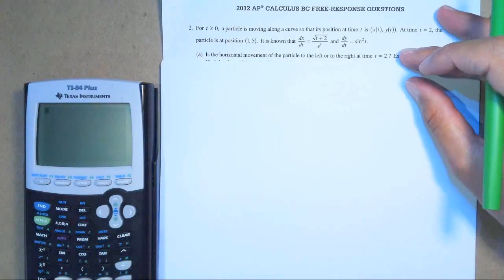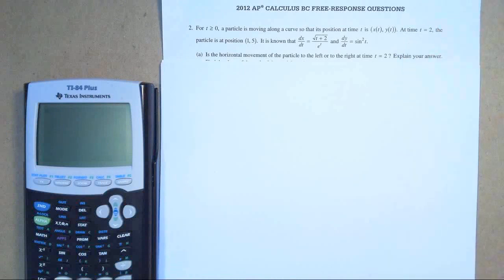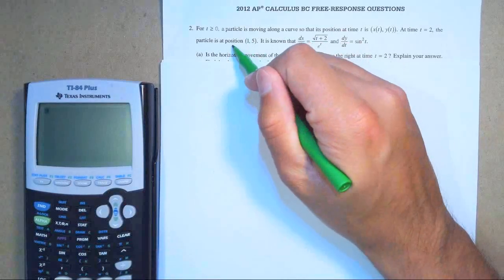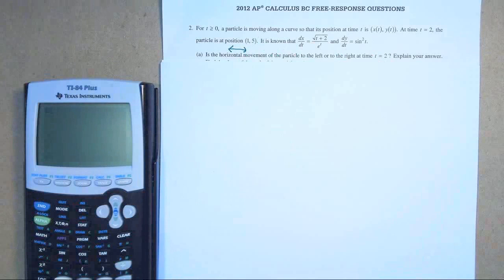It's a horizontal movement. Okay, horizontal movement, what does that mean? Every time you approach these questions, think about what you're reading. Horizontal movement means left to right. Left to right also means the x-axis. So is the horizontal movement of the particle to the left or to the right at time t equals 2? Because this is the horizontal, we're going to look at the x. In order to determine if a particle is moving to the left or right, we always need to find the first derivative. Luckily, they already gave it to us.